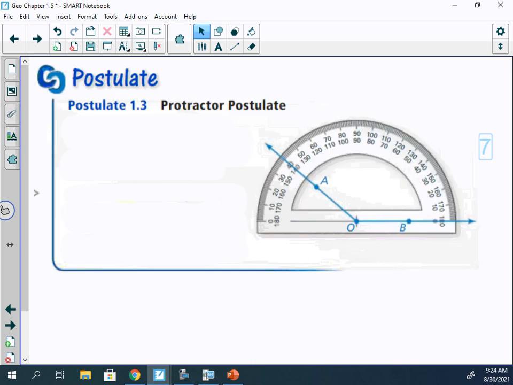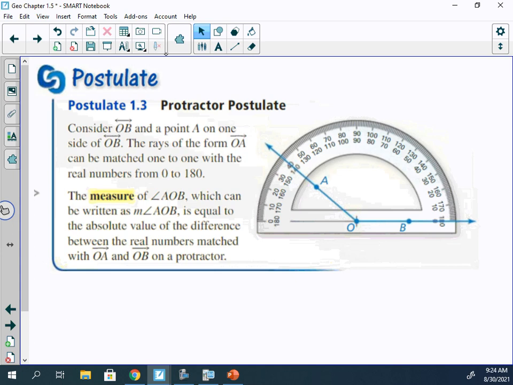All right. The protractor postulate. There's going to be a lot here, so let's actually talk through it and then we can put something down. Consider ray OB and point A on one side of line OB. The ray OA can be matched one-to-one with the real numbers from 0 to 180. The measure of angle AOB, which can be written as measure AOB, is equal to the absolute value of the difference between the real numbers matched with OA and OB on a protractor.